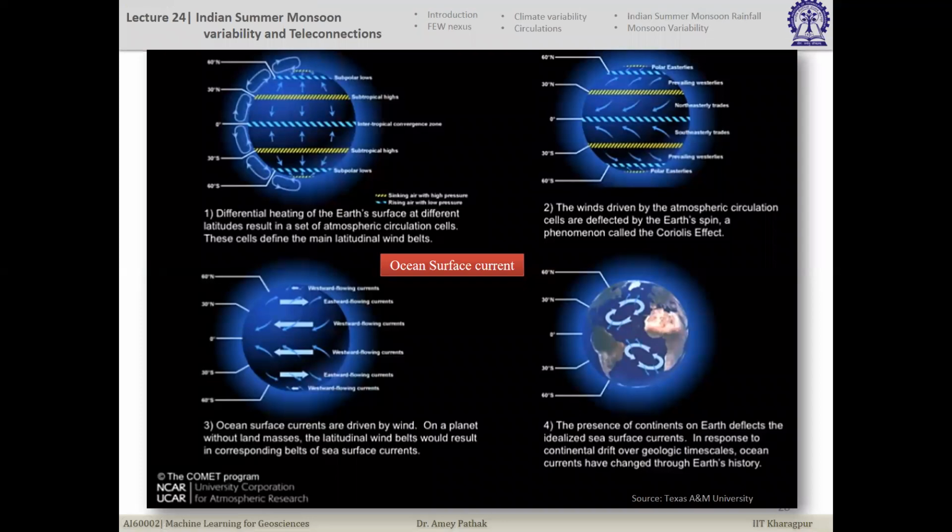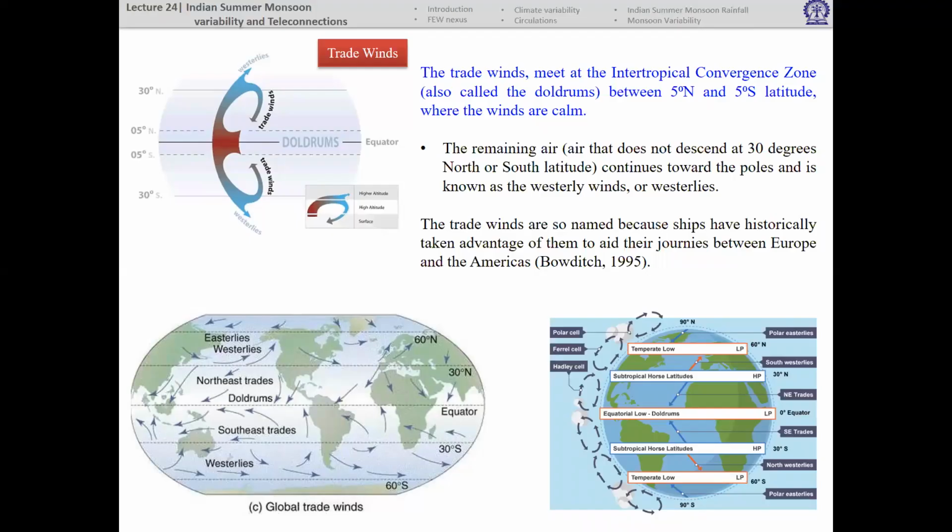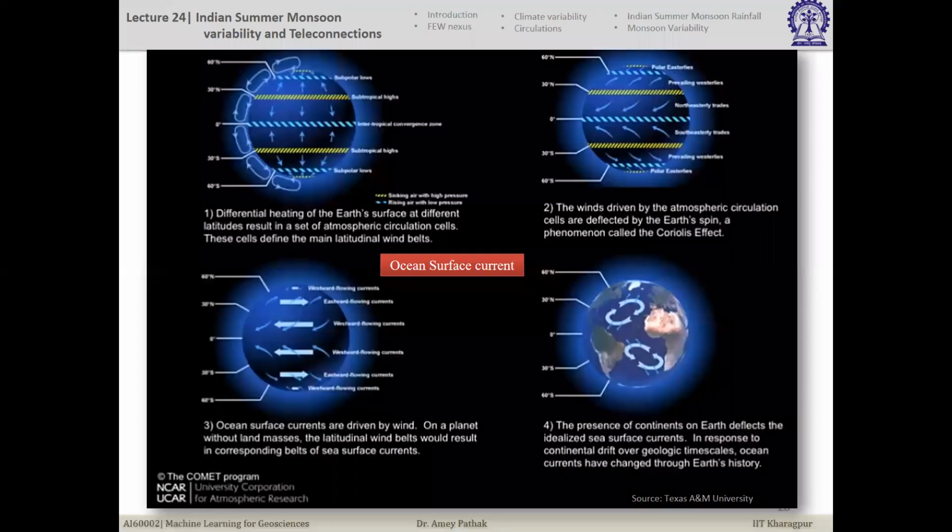So right now we were discussing the trade winds above the ocean surface. Now coming to the ocean surface current, in this slide we'll be talking about the ocean surface current.